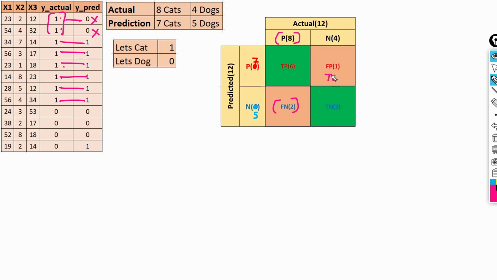This is a type 1 error and this is a type 2 error. This I have already covered in our statistics video. What is type 1 and type 2?